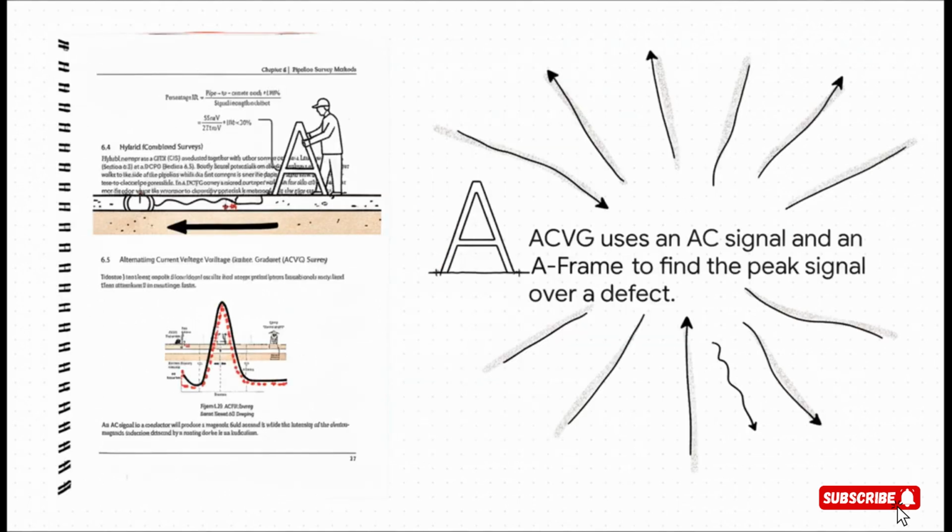There's a similar tool that does pretty much the same thing, and it's called ACVG, for Alternating Current Voltage Gradient. As you can guess, instead of DC, this one uses an AC signal. The technician uses this cool-looking piece of gear called an A-frame. As they walk along, the A-frame is listening for the electromagnetic field from that AC signal. And when they walk right over a coating defect, the receiver detects a huge spike in the signal. It's basically like the machine yelling, "Hey, the problem is right under your feet."